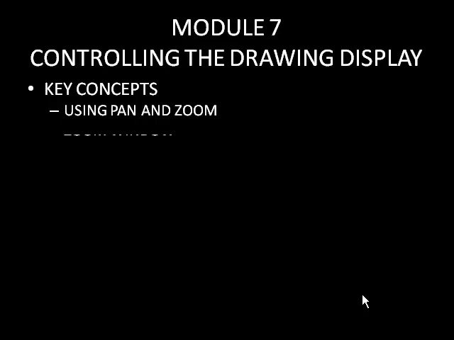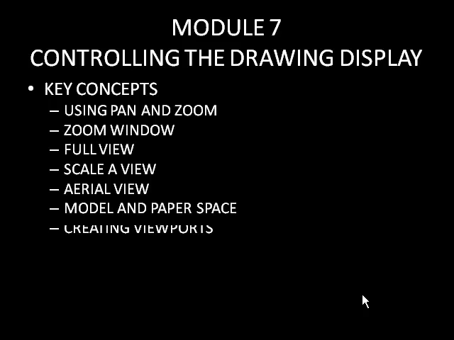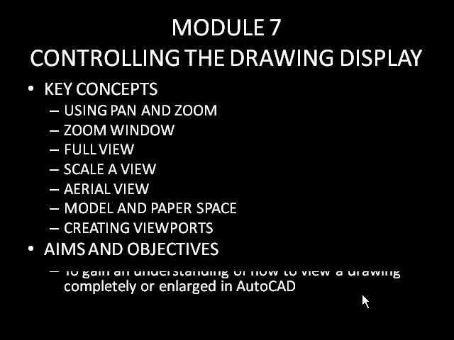In this lesson, we're going to have a look at how to control the drawing display. The key concepts are how to use pan and zoom, the zoom window, the full view, to scale a view, the aerial view, differentiate between model and paper space, and how to create viewports. The whole aim and objective is to gain an understanding of how to view a drawing completely or enlarged in AutoCAD.